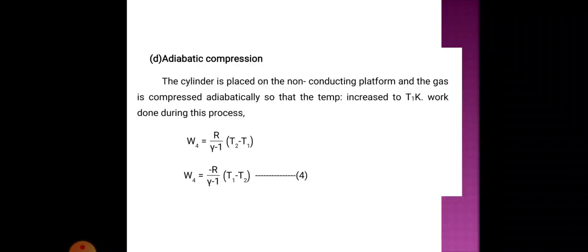So the system changes from P4 V4 T2 to P1 V1 T1. Temperature increases. So work done during this process can be written as W4 equal to R by gamma minus 1 into T1 minus, initial temperature minus final temperature ആണ്. Adiabatic compressionൽ initial temperature T2 ആണ്, final temperature T1 ആണ്. So W4 equal to R by gamma minus 1 into T2 minus T1. ഇതൊന്ന് റീഅറേഞ്ച് ചെയ്താൽ W4 equal to minus R by gamma minus 1 into T1 minus T2. So we have obtained the expression for work done during the 4 segments.